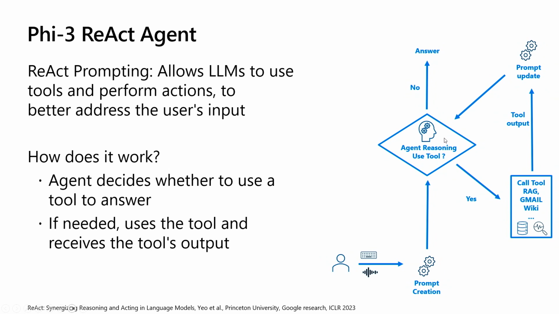Now the agent can decide that it needs to use another tool in order to answer this question, and the process goes back again. Only when the agent decides that it has all the information to answer the user query, it will generate the answer. OK, so let's have a look at the demo, how it works.